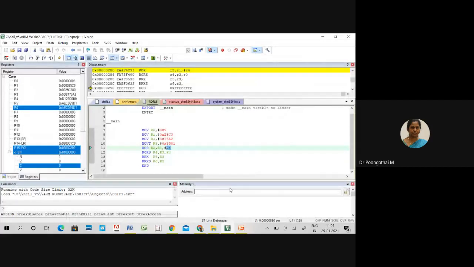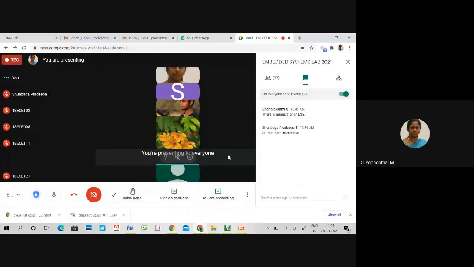So that's all about your shift and rotate instructions. Do you have any doubts? Clear, ma'am. Clear? Okay. Pradeepa? Yes, ma'am, I will continue. So Pradeepa madam will explain the next experiment.